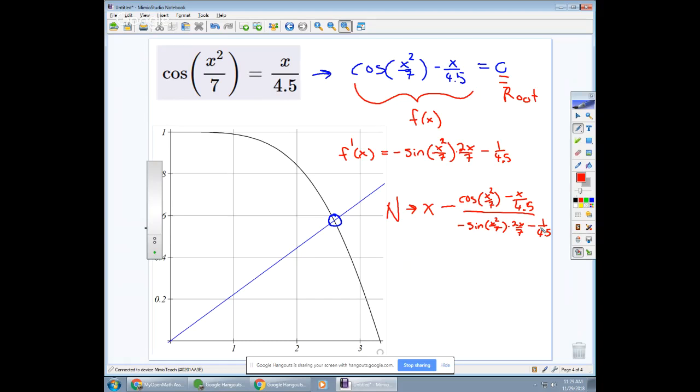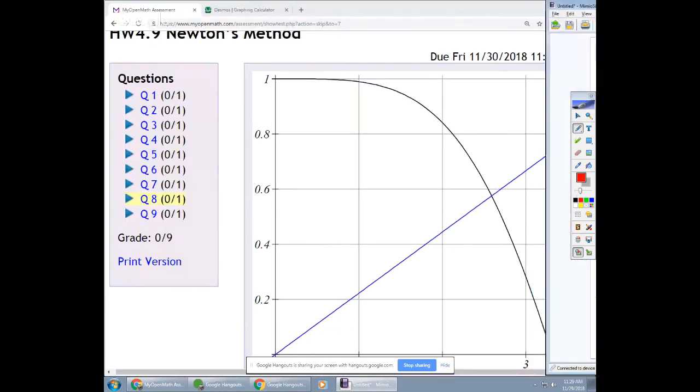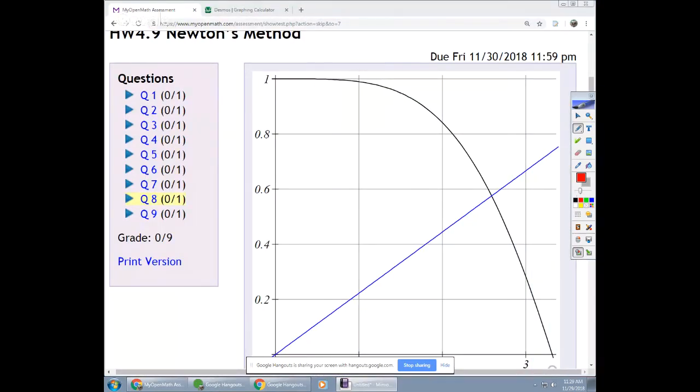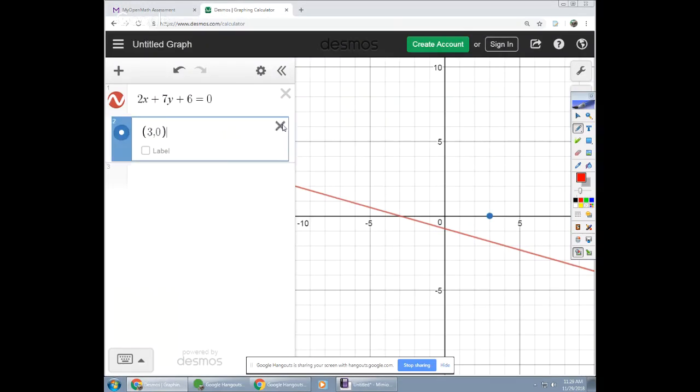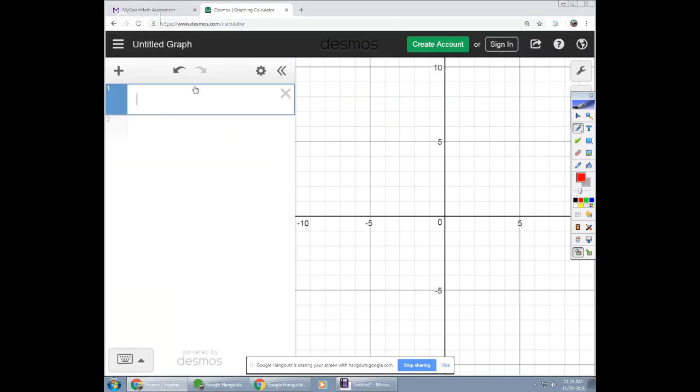And so the request was to plug this into Desmos. So I'm going to scoot this out of the way for a moment so I can see it on one screen and Desmos on the other. So what do I need here? I just need to enter that function. Oh, and I need to give it a name. Let's call it n of x for good old Newton.